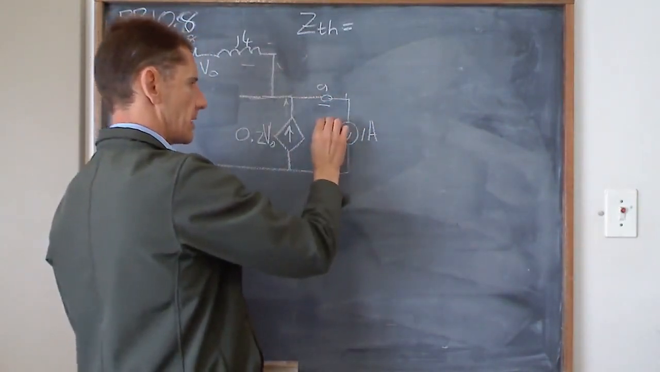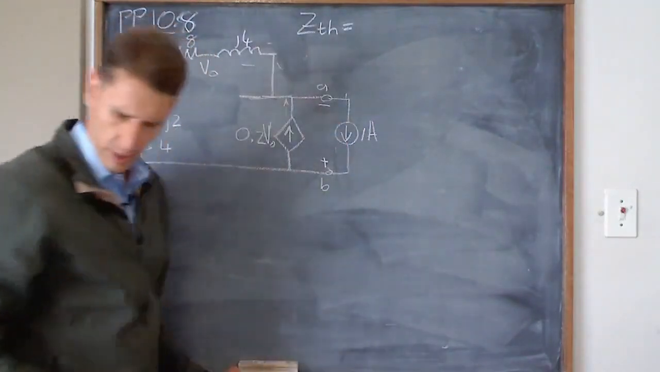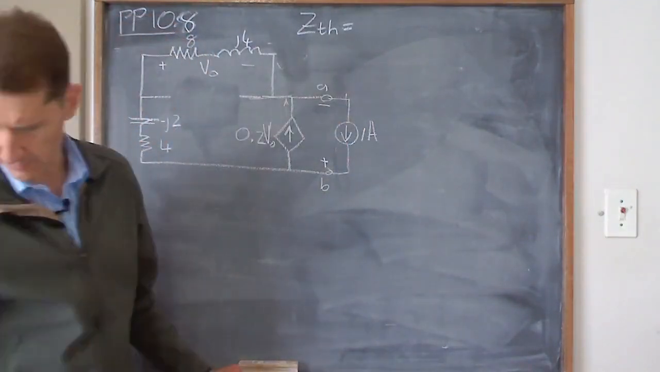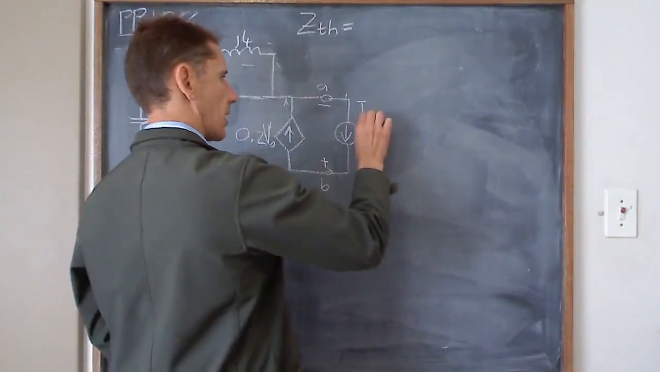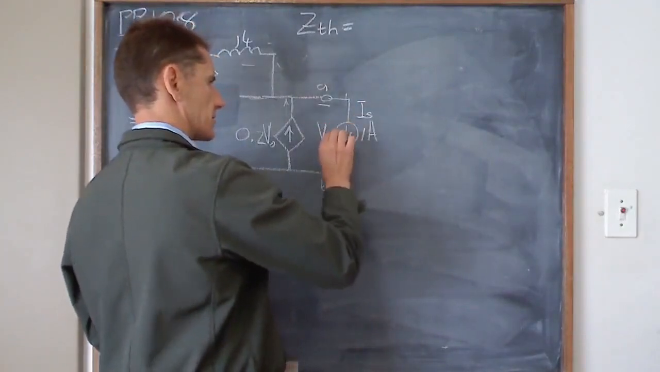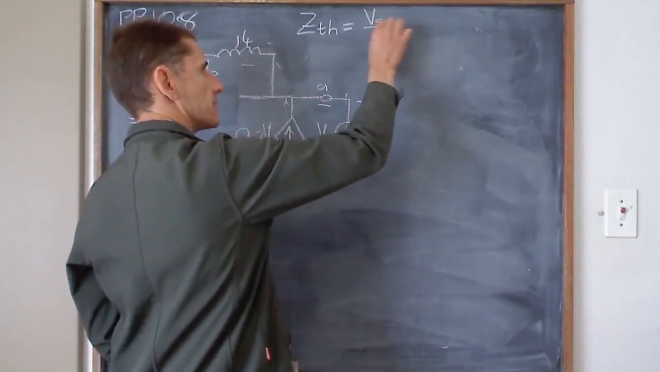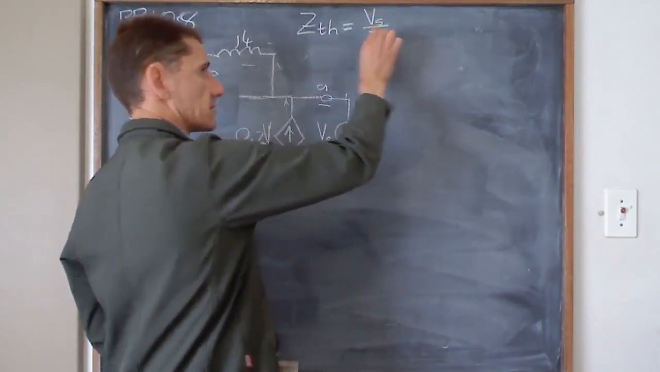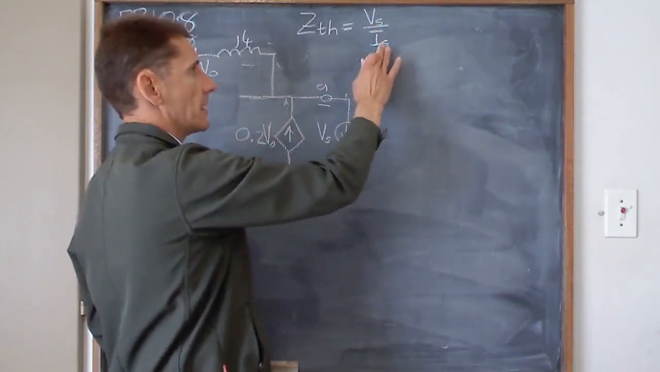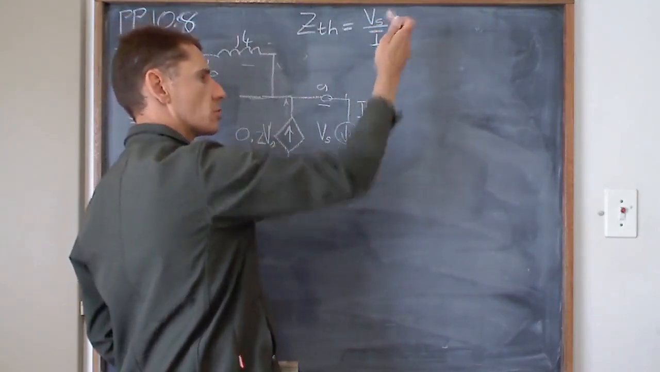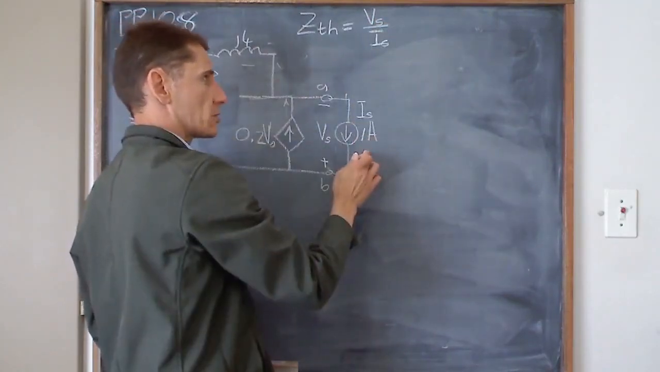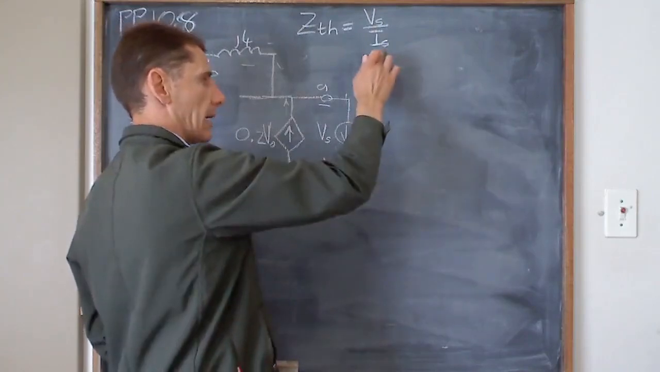So this is going to be my, what did I call it? Because I can't call it VS. Okay, so this is IS now, and this is VS. So that Z Thevenin is VS divided by IS. That's always the case. Sometimes we choose a voltage source in there, sometimes we choose a current source in there. Now we've chosen it to be 1 amp.